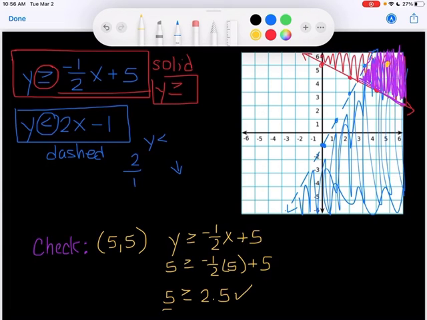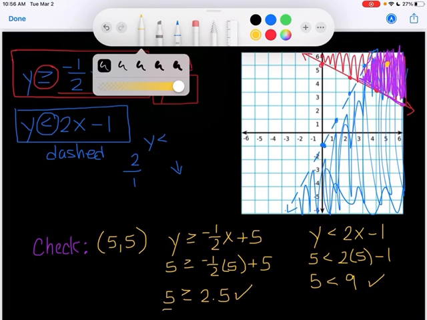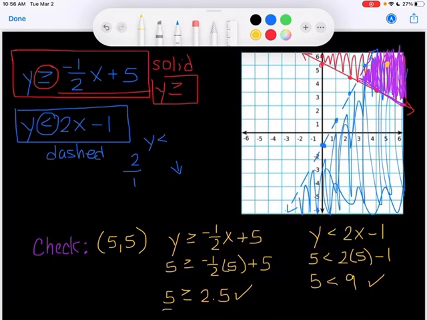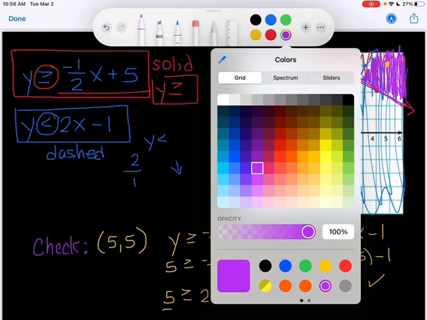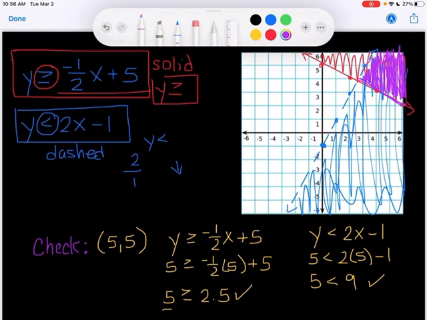Now I'm going to check it in this one. Again, we're plugging in 5, 5. So I plug 5 in for y, 5 in for x. We get 5 is less than, well, I get 10 minus 1, which is 9. 5 is less than 9. So that point that was in the purple section works for both of them, which means we did this correctly. So again, your solution here is that purple section that's shaded where the red and the blue overlapped.